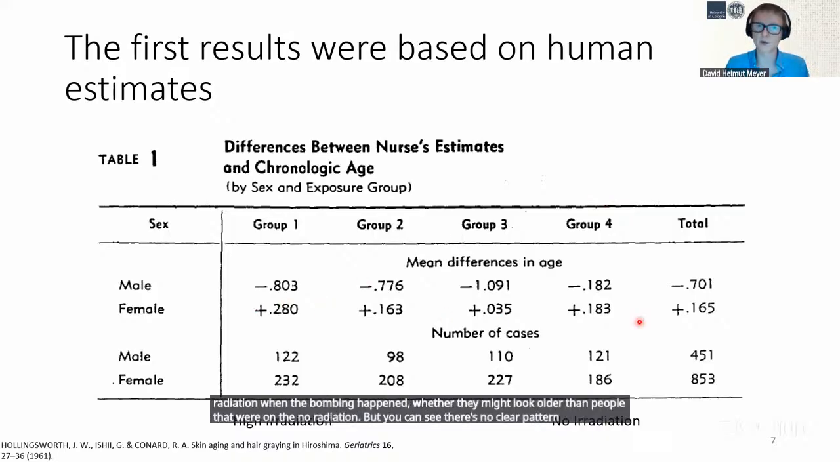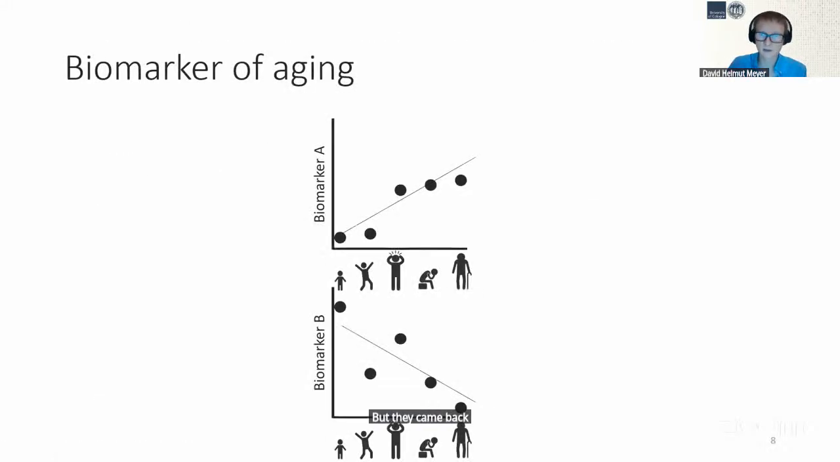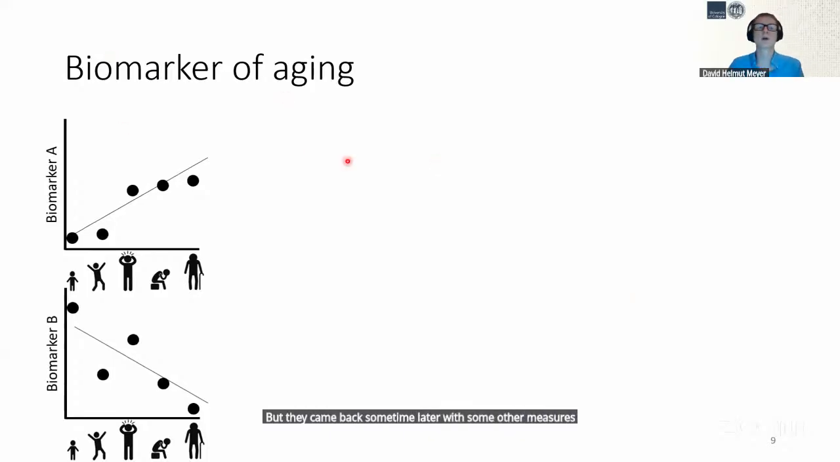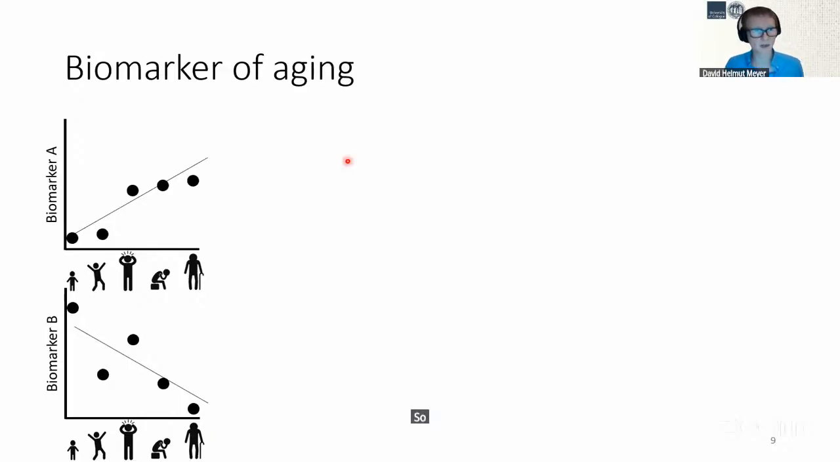Males are generally predicted younger than females, but there's no pattern with irradiation. So it was a negative result. But they came back sometime later with some other measures and wanted to see more biomarkers of aging. So not estimates from nurses, but actual biomarkers.